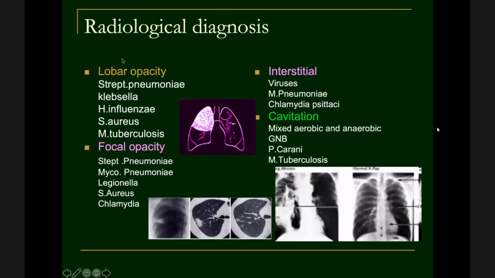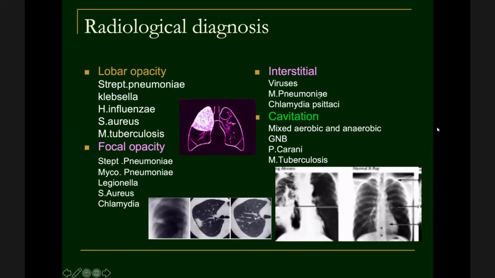Radiological diagnosis: in the chest X-ray, you can find only one lobar opacity, which is more common in Streptococcus pneumoniae, Klebsiella, H. influenzae, Staph aureus, and Mycobacterium tuberculosis. Only focal opacities. In the X-rays and CT scan, if there is focal opacity, then we can think about Strep pneumoniae, Mycoplasma pneumoniae, Legionella, Staph aureus, and Chlamydia.